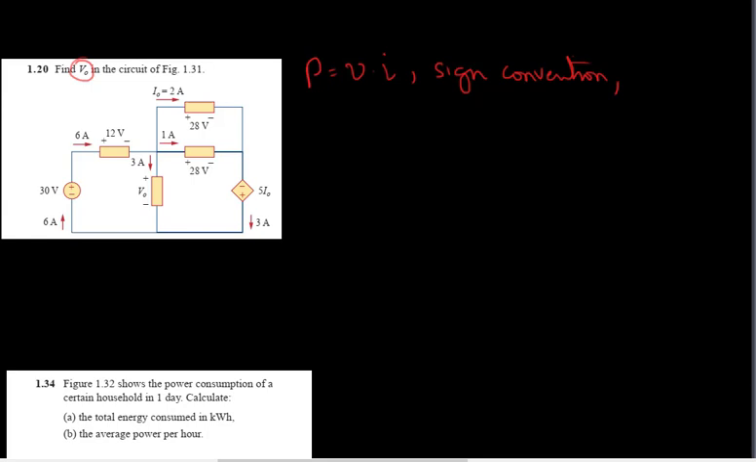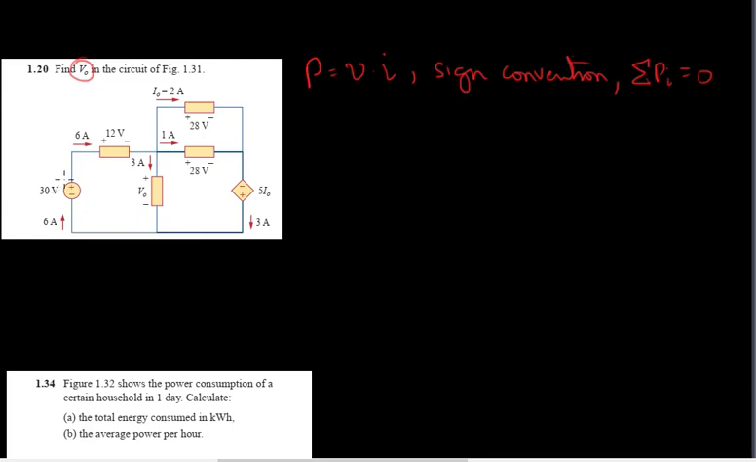And the third thing that you know by today is that the sum of all powers in a circuit needs to be 0 if that circuit is conserving energy. So using these three things, we can solve this circuit easily.